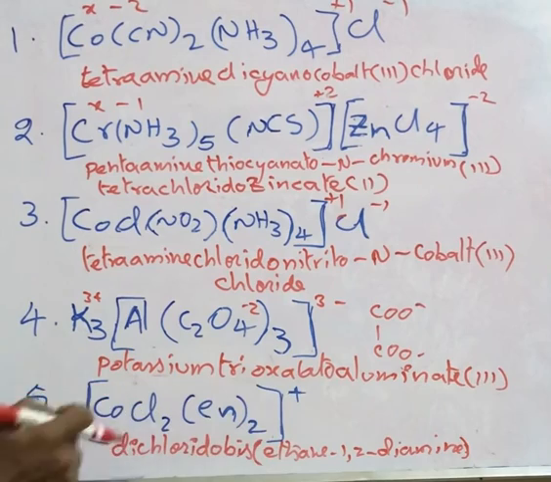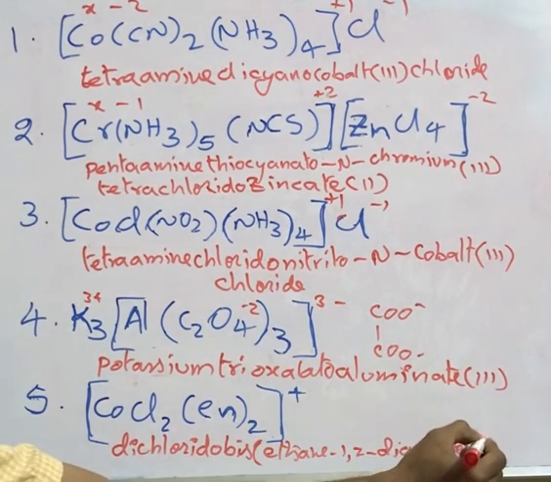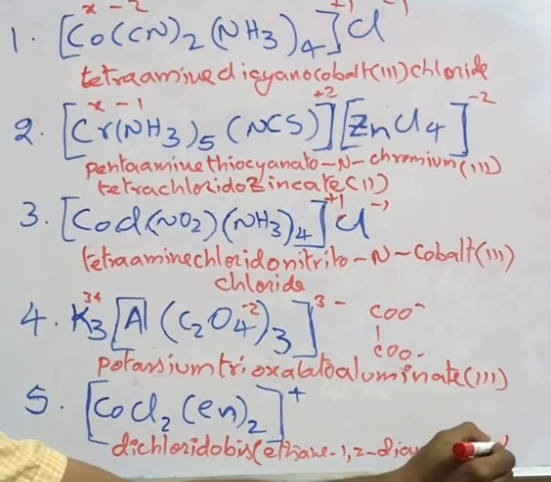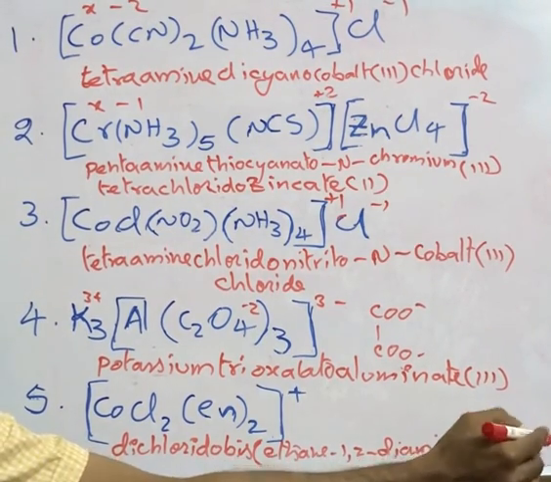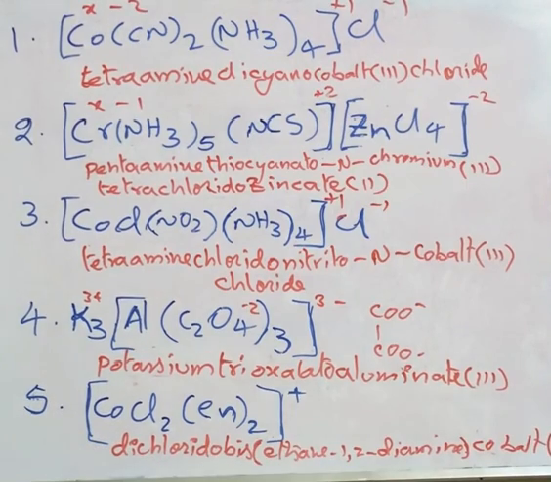Cobalt oxidation state will be 3, so it will be written cobalt 3. So dichlorido bis(ethane-1,2-diamine) cobalt 3.